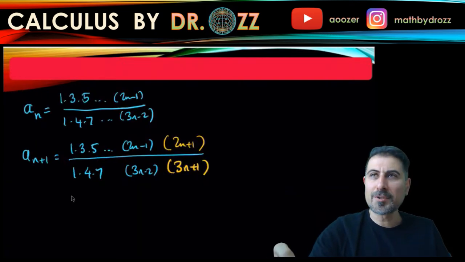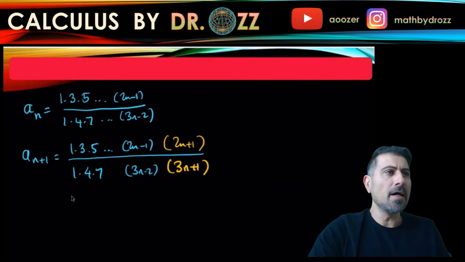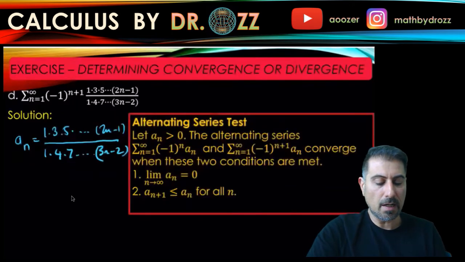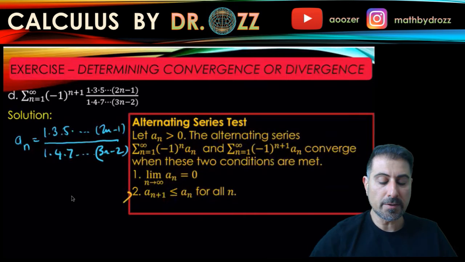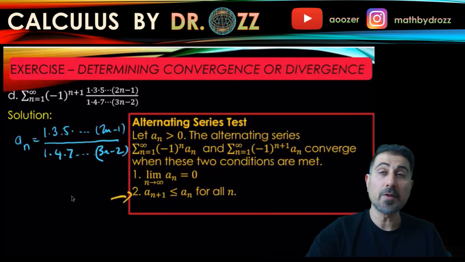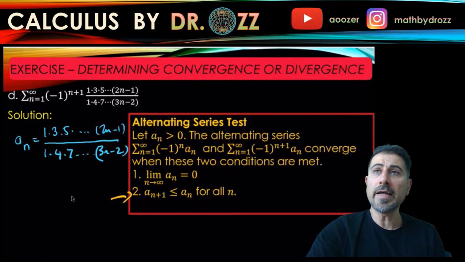All right, for this one, I just wanted to write a_n and a_(n+1) clearly for you guys to see what's going on. This is mostly for part B, though. I mean, the second part of the alternating series test. But let's start with the first part. So the limit of a_n has to be 0.